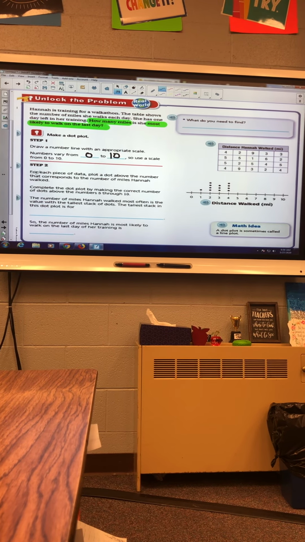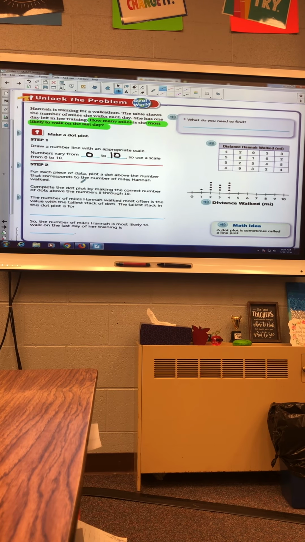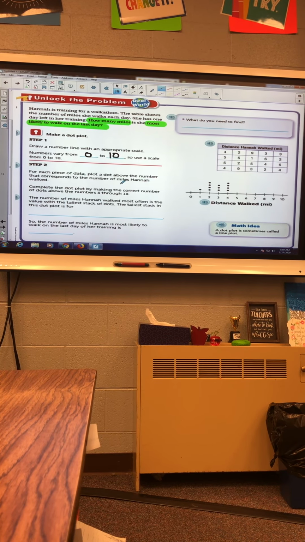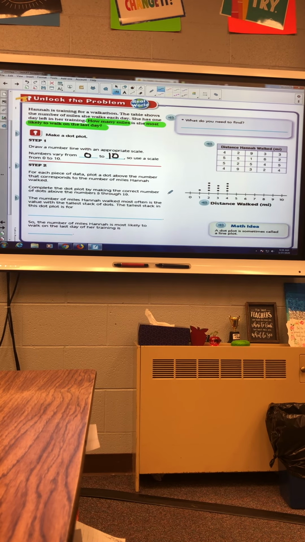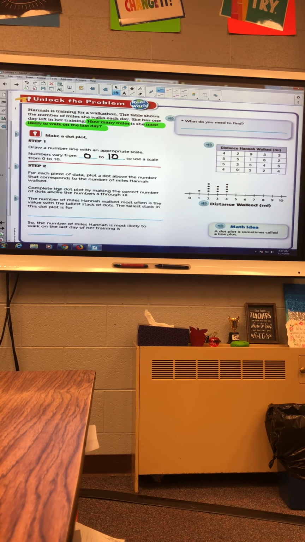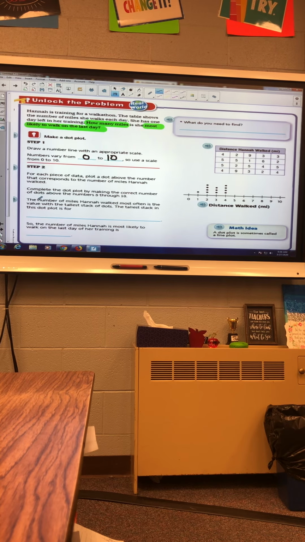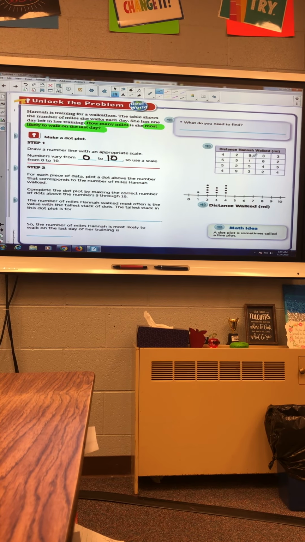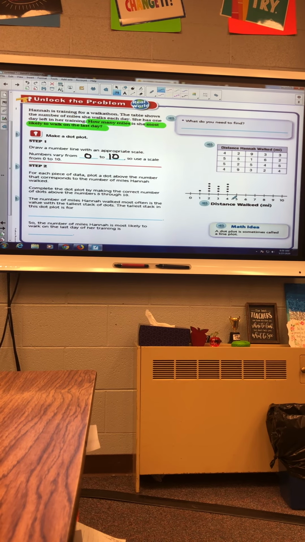And then for each piece of data, plot a dot above the number that corresponds to the number of miles Hannah walked. Complete the dot plot by making the correct number of dots above the numbers 5 through 10. The number of miles Hannah walked most often. So let's do the dot plot first. So they did 0 through 4 for us.